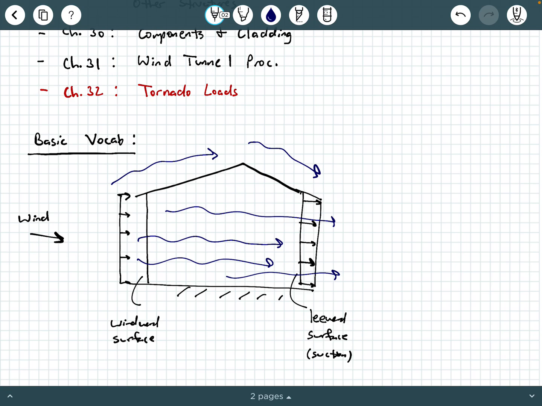Now, what's going to happen to the roof is the next question. Let me erase these little squiggly arrows here. What happens on the roof? Well, depending on the slope of the roof, you are going to develop either a compressive or a suction pressure effect on the roof surface. So to illustrate that, I'm going to draw my pressure vectors going in both directions.